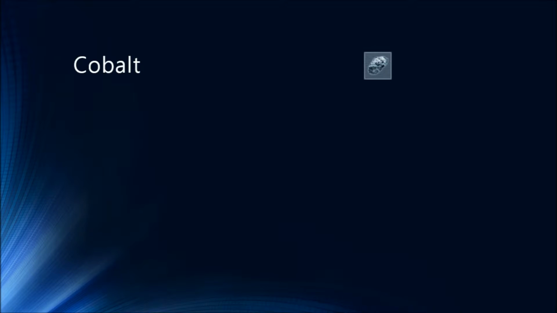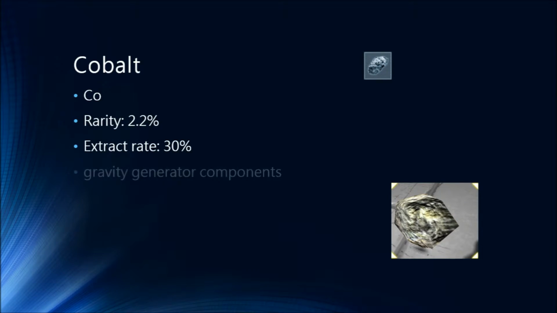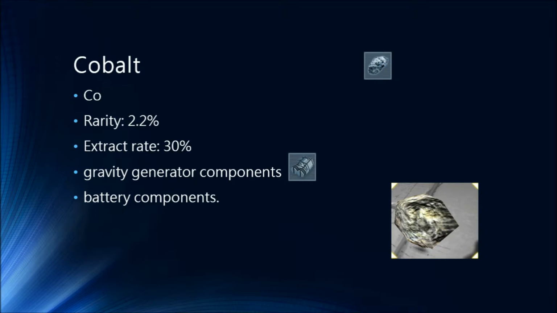Cobalt, marked Co on the periodic table, is mainly gray with yellowish gray and brown stripes. Rarity is 2.2% and refining rate is 30%. Mainly used as the main material of gravity generator components and battery components. There was an incident where a monkey mistook cobalt ore for banana cake. I believe this kind of thing will never happen under my surveillance.